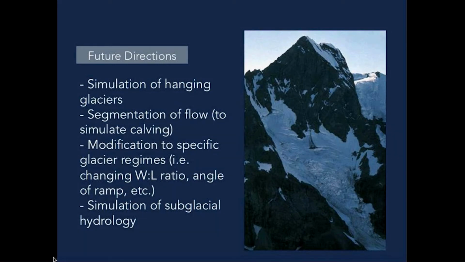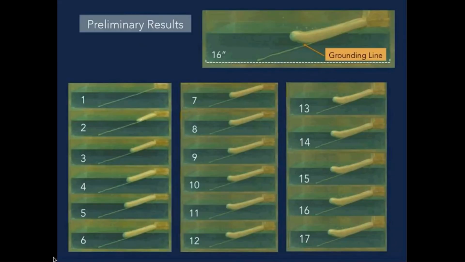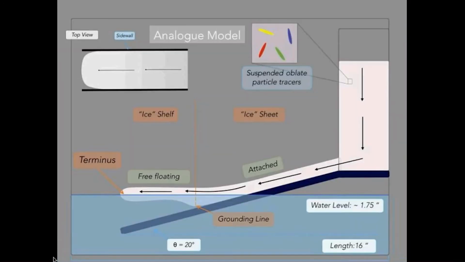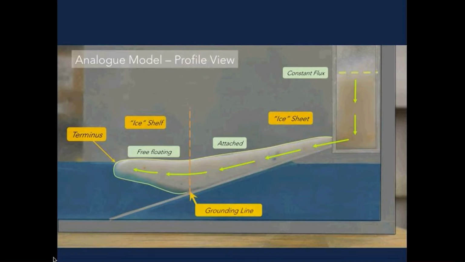one, look at hanging glaciers. So this is a photo of a hanging glacier on the right-hand side. These are glaciers that lie very steeply on the sides of valleys. And they are very important because they can cause avalanche hazards. So again, if we go back to the model that I made, you can think of increasing the slope of the ramp to simulate a hanging glacier.